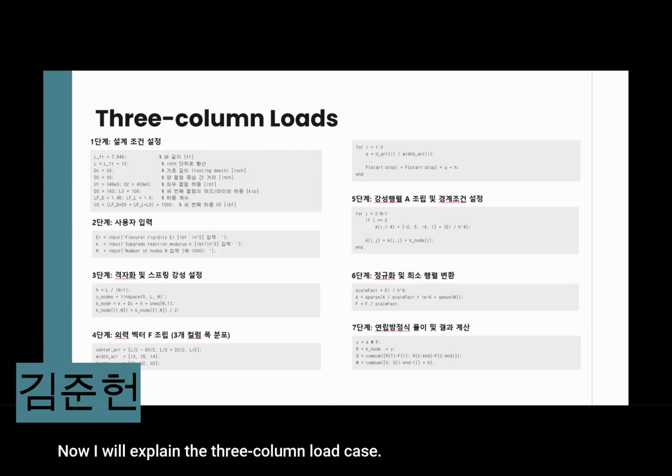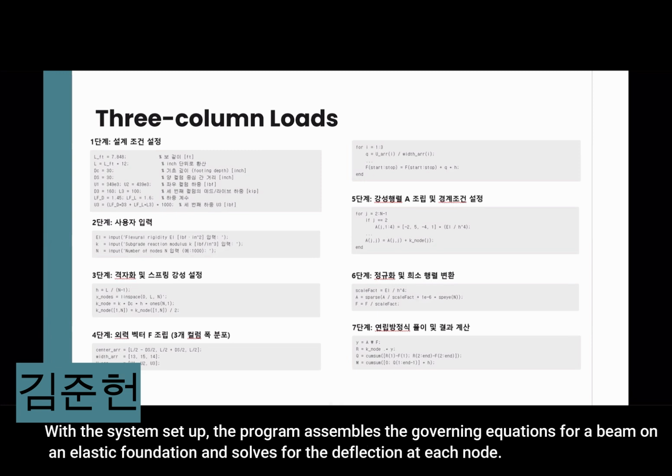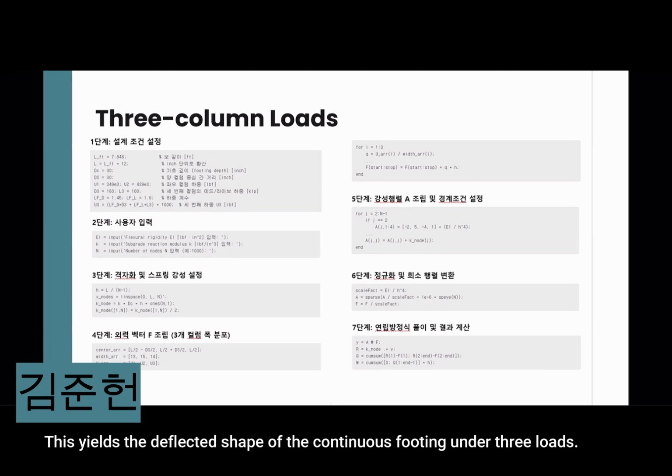Now I will explain the 3-column load case. The code begins by accepting user input for key parameters. With the system set up, the program assembles the governing equations for a beam on an elastic foundation and solves for the deflection at each node. This yields the deflected shape of the continuous footing under 3 loads.